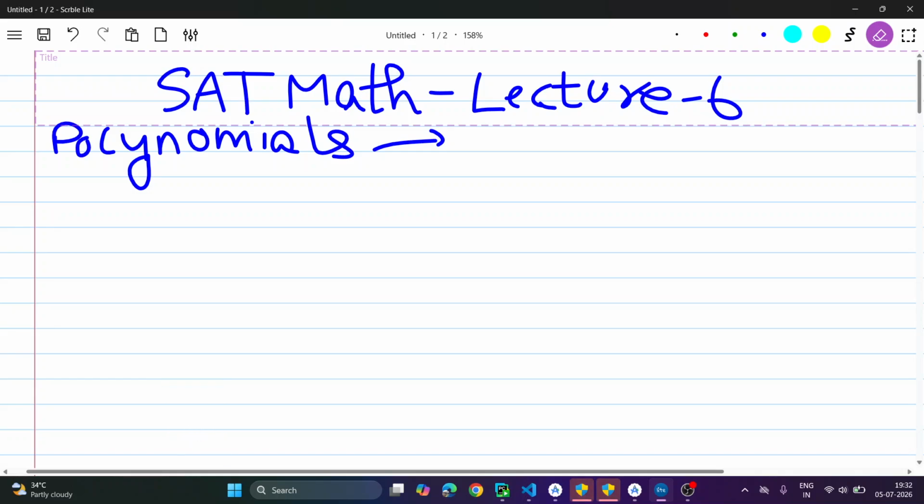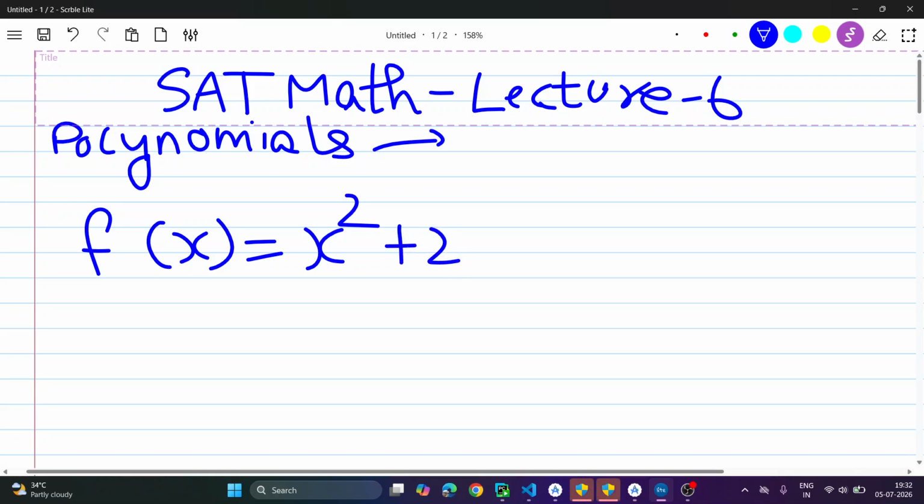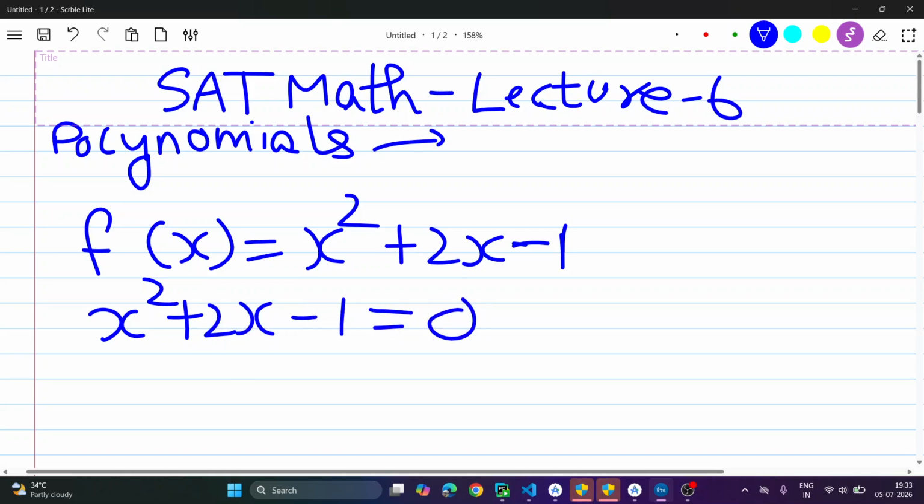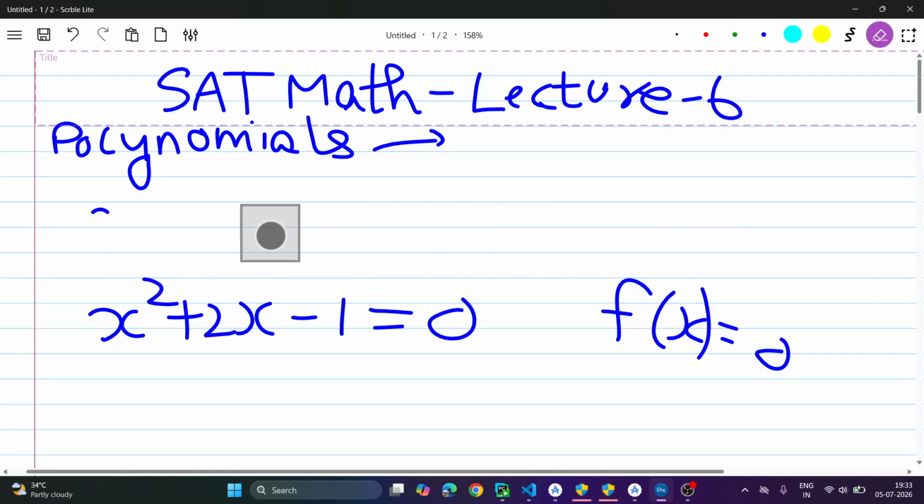Okay, so a 0 of a polynomial. Let's say f of x equals x squared plus 2x minus 1. Now a 0 of a polynomial is nothing but the root of the equation. When they're asking you the 0 of the polynomial, you can just write this one as x squared plus 2x minus 1 is equal to 0, so f of x equals 0. I'll just write it as a definition.